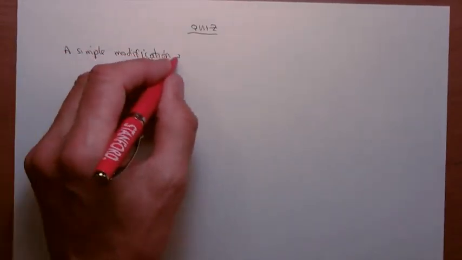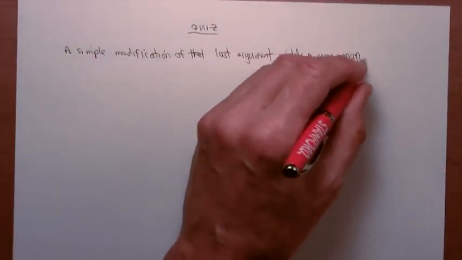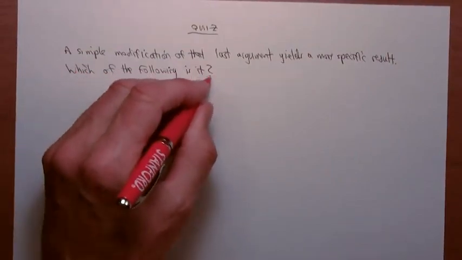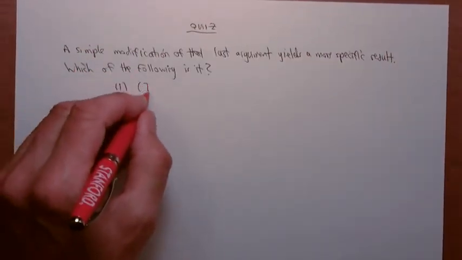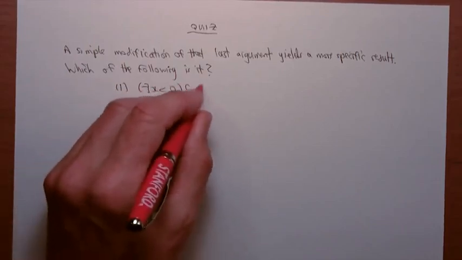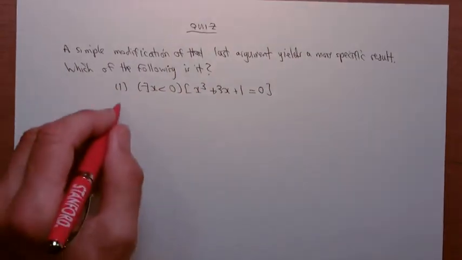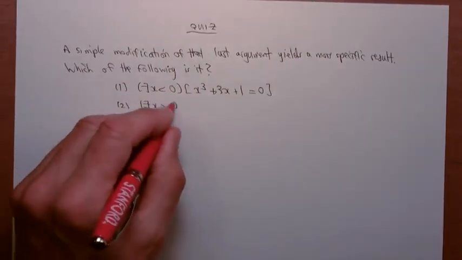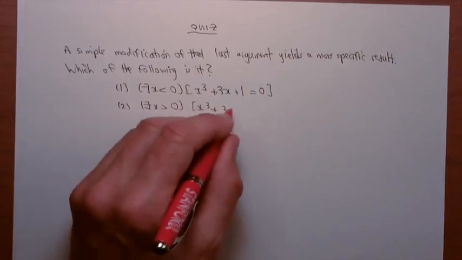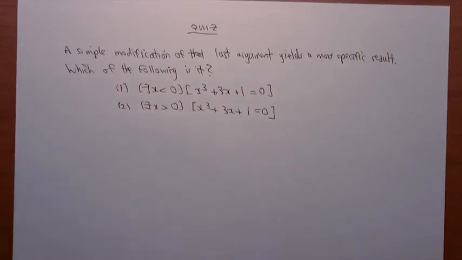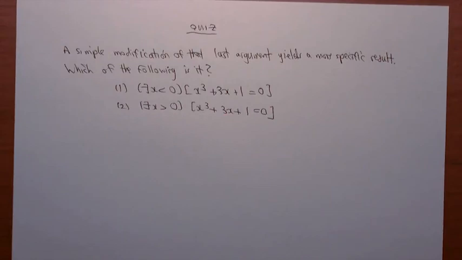A simple modification of that last argument yields a more specific result. Which of the following is it? Is it 1? There is an x less than 0, such that x cubed plus 3x plus 1 equals 0? Or is it 2? There's an x greater than 0, such that x cubed plus 3x plus 1 equals 0? Okay, which one do you think it is?